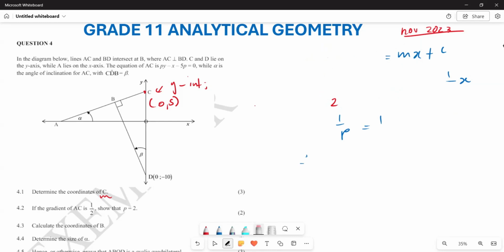So which means already we have a complete equation for this particular equation. Now let's look at this one. They say calculate the coordinate of what? The coordinate of your beam.